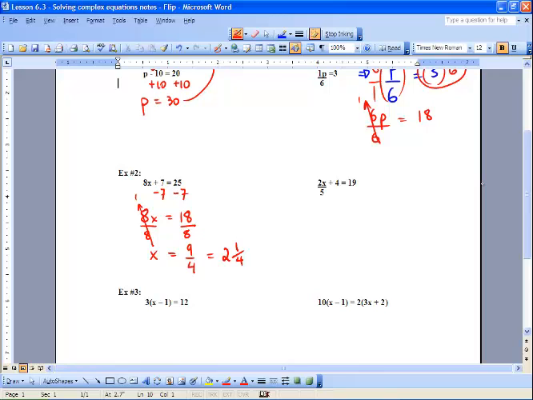This is a little bit more difficult. We've got 2x over 5 plus 4 equals 19. Well, we need to get rid of that 4 first, so we're going to subtract the 4, and we get 2x over 5 equals 15. Next, we need to get rid of that 5. So it's saying 2x divided by 5, so we need to do the opposite of that.